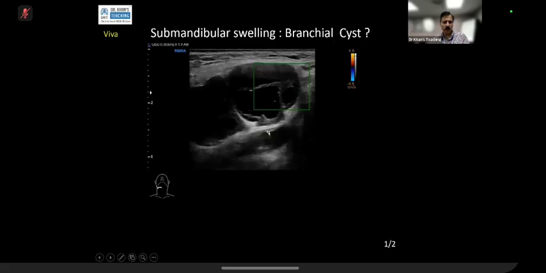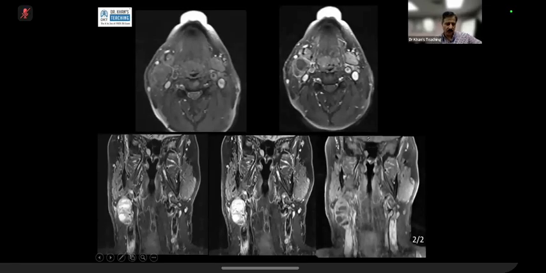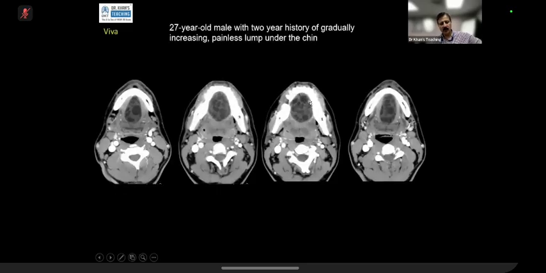Look at this. On ultrasound, we have got something inside, and is it a branchial cleft cyst? And when we give contrast, you can see that there are internal septations, some enhancement. So this was a malignant lymph node instead of a second branchial cleft cyst. Okay, last few cases, what is happening here? A 27-year-old with a history of gradually increasing lump under the chin. There is a lesion in the sublingual space with internal areas of hyperdensity.